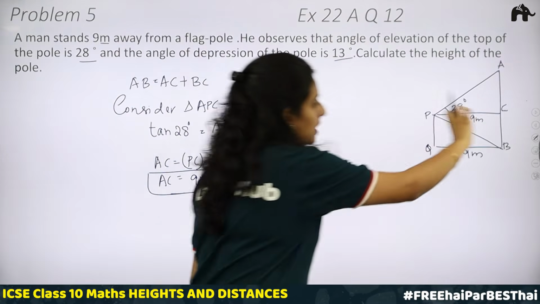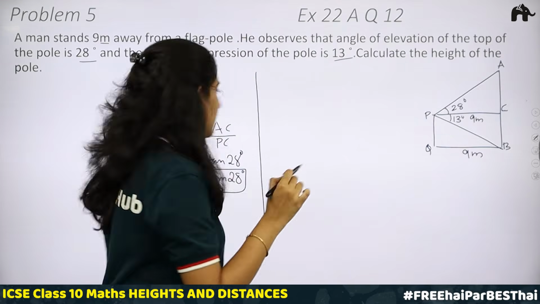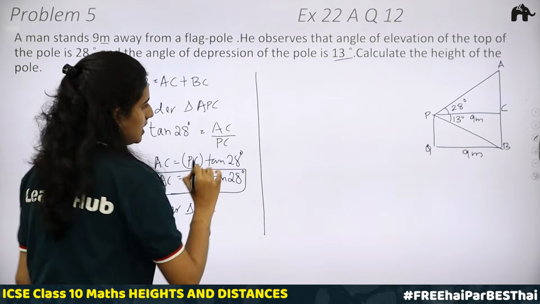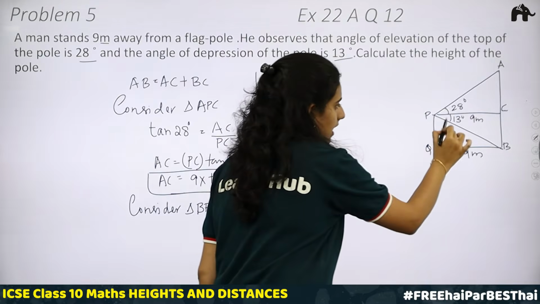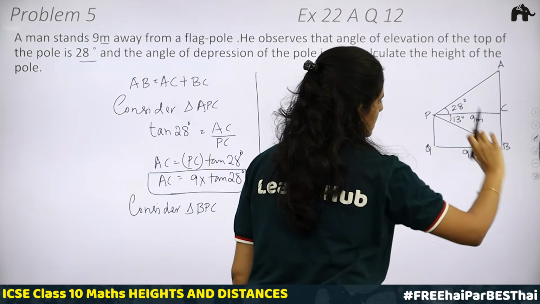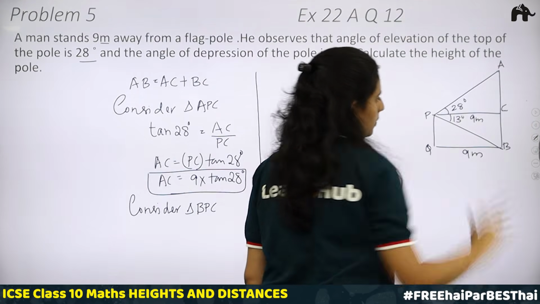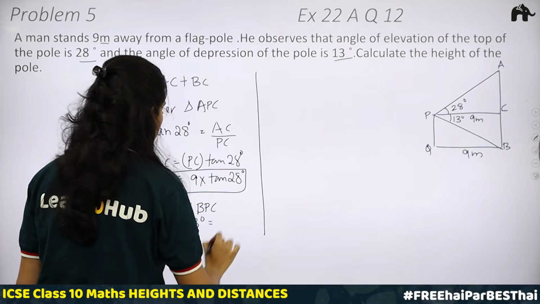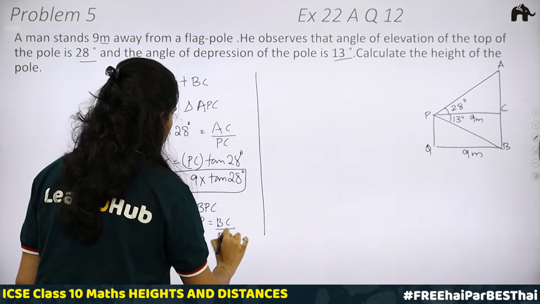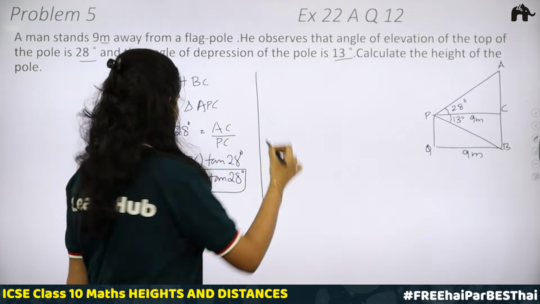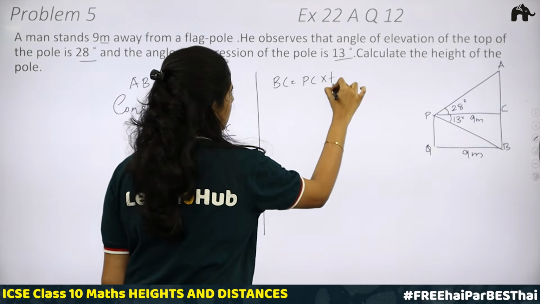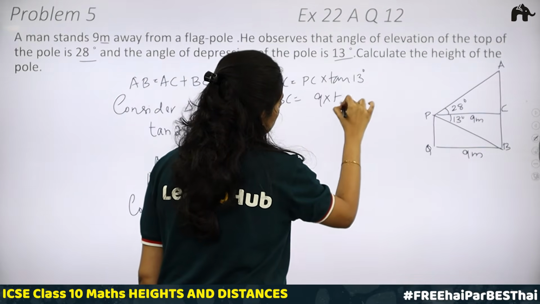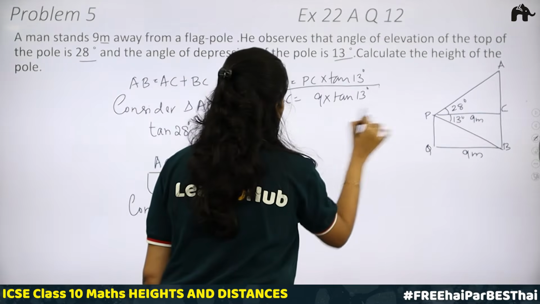Now, to find BC, we have to consider triangle BPC. In triangle BPC, again, when you consider this angle 13 degrees, PC is the adjacent side and BC is the opposite side. Therefore, we will have tan 13 degrees equal to BC, opposite, divided by adjacent PC. Okay, we need BC. Therefore, BC will be equal to PC into tan 13 degrees. That is BC equal to, PC is 9 meters, 9 into tan 13 degrees. Okay, so we have AC and BC.